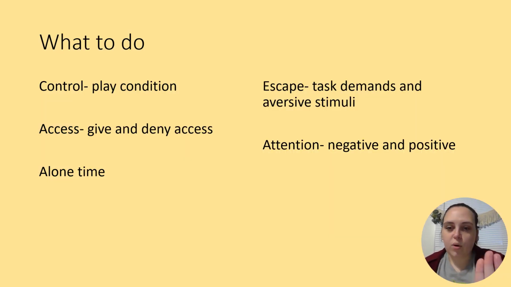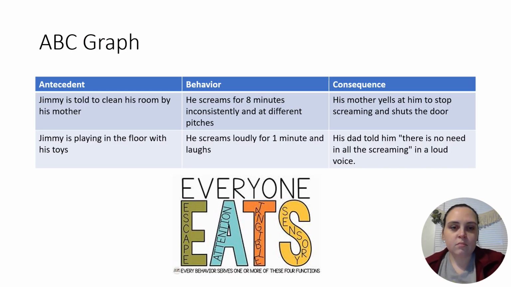So this is just more of what to do in those conditions. Like I said, you have to have control like any other good experiment, and then moving on from that, here's a little ABC graph. An antecedent is what happens right before the behavior, and then the consequence. So we will figure out what the function is of this behavior.